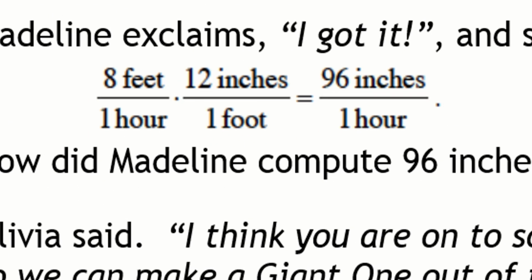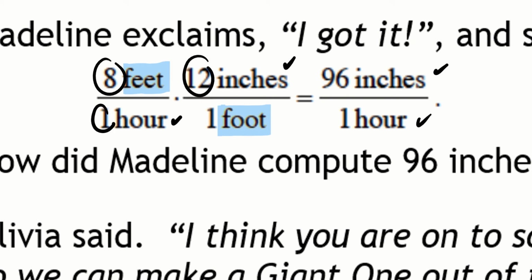Interesting, Madeline. So she says the rate we had was 8 feet in 1 hour, and she multiplied that by 12 inches per 1 foot. And when she does that, she can see that this becomes 96 inches per 1 hour. And I do want to point this out, right? You can see that I've got feet in the numerator and feet as a unit in my denominator. So when I think about that, those are gone. And the only units I have left in my answer are inches per hour. And if I multiply the 8 times 12, I get 96 for the top, and 1 times 1 gives me 1 in the bottom.